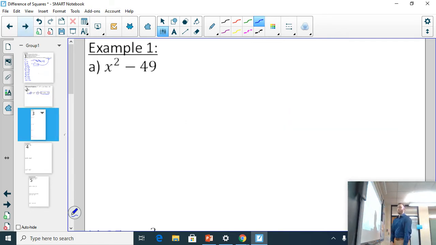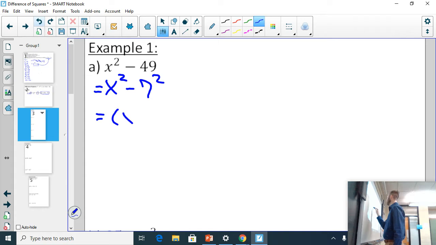So example 1, x squared minus 49. I know that is the same thing as x squared minus 7 squared. If you don't recognize it right away, it could be helpful to write that, because then you know it's x plus 7 times x minus 7.